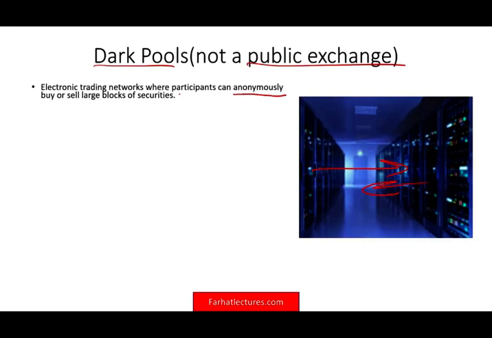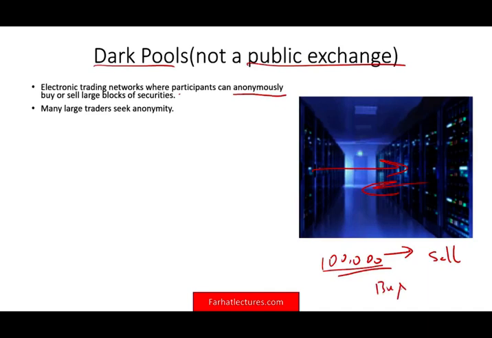Now, why is that the case? Because a lot of large traders, sometimes they don't want people to know they are buying or selling. Why? Think about it. If somebody knew that somebody is going to sell 100,000 shares of Apple stock, they will front run you and they will sell before you. Why? Because they know once you sell, the price goes down. So they will sell, then they will buy once the price goes down. Same thing, if you want to buy, they will buy in front of you. Then once you start to buy, they will sell it back to you.